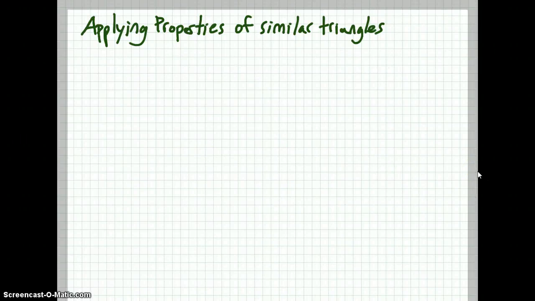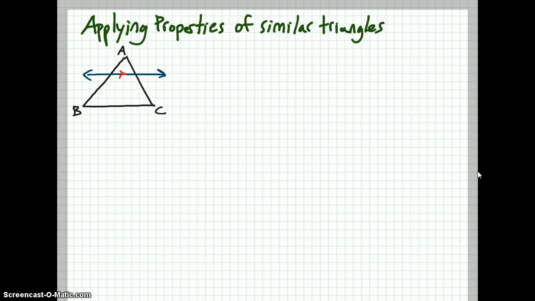Alright, we are applying properties of similar triangles. So I'd like you to copy these notes. We have triangle ABC. Please copy one similar to that. Okay. And let's say we have a line that's going across so that it is parallel to BC. So we have two intersections, E and F.